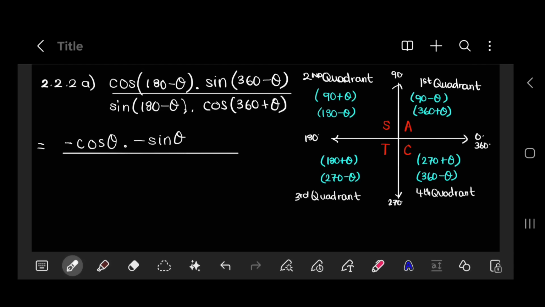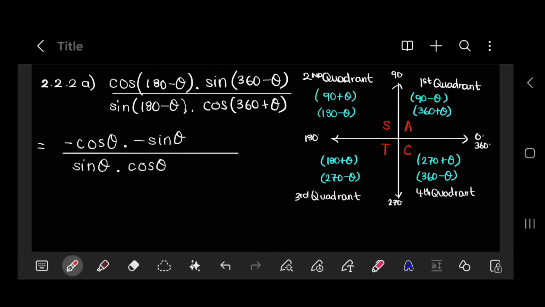In the denominator, we've got sine of 180 minus theta. 180 minus theta is in the second quadrant where sine is positive, so that becomes positive sine theta. And we've got cos of 360 plus theta. Actually, sorry, 360 plus is in the first quadrant. So all our trig ratios are positive in the first quadrant. That becomes positive cos theta.